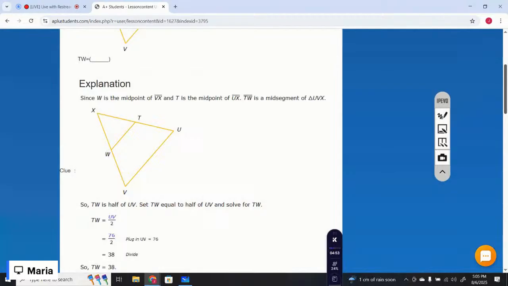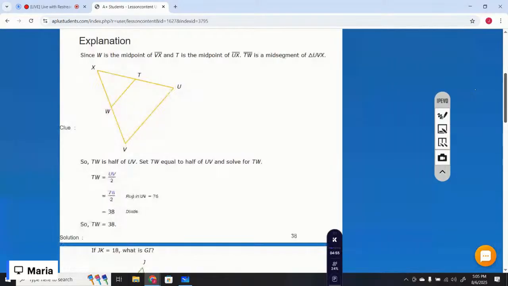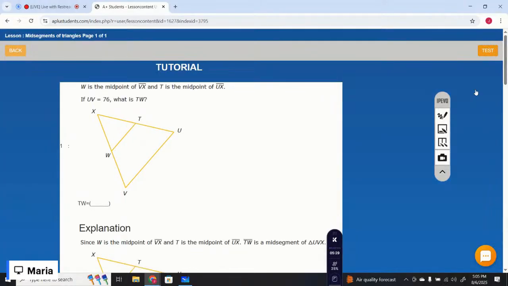W is the midpoint of VX and T is the midpoint of UX. That means TW is half of UV, right? So half of UV means 76 divided by 2 and that equals 38. Okay, let's start with the test questions.